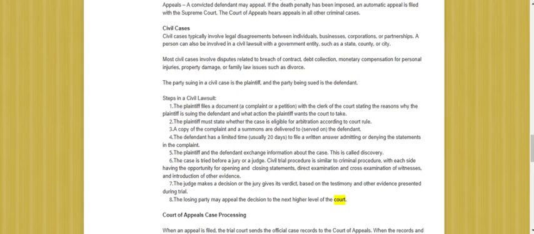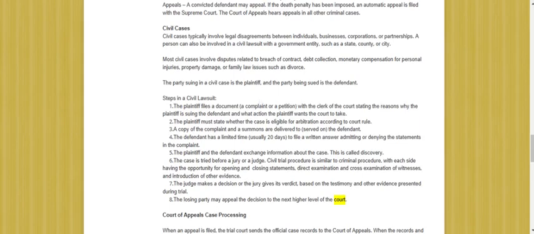The judge makes a decision, or the jury gives their verdict based on the testimony and evidence presented during the trial. The losing party may appeal the decision to the higher level of the court. So then they get into a court of appeals or case procedures. That whole rundown is how that usually goes.